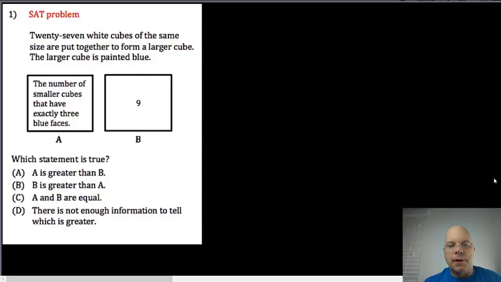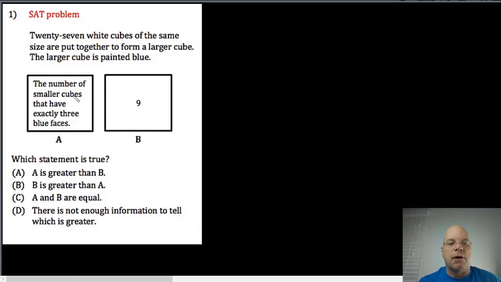This is the review for our upcoming test on three-dimensional geometry. Problem 1 is a problem from an SAT test preparation resource. It says 27 white cubes of the same size are put together to form a larger cube. The larger cube is painted blue.